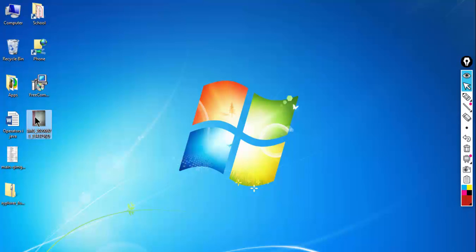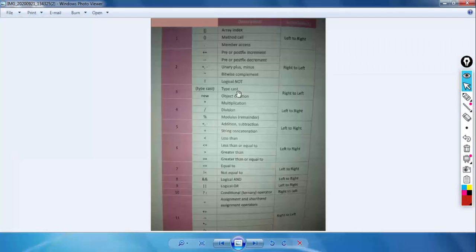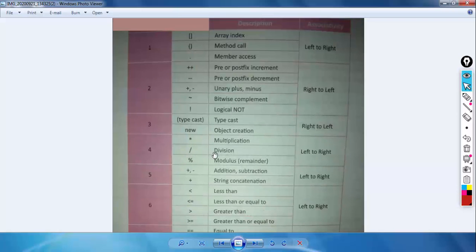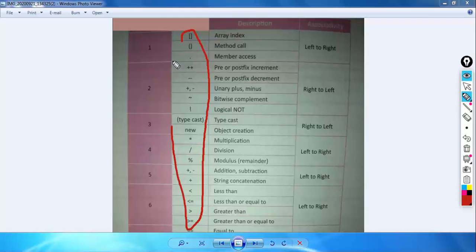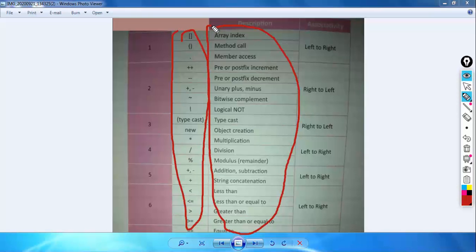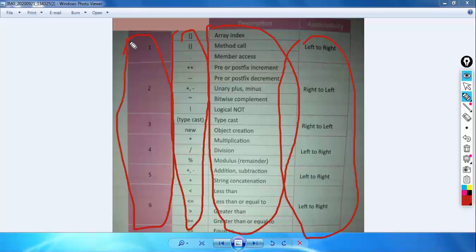Let's look at this table. We have the list of operators in the second column, the name of the operators in the third column, and in the last column the associativity is given. The first column has numbers starting from 1 in increasing order, and it shows the priority. Smaller the number, higher the priority.